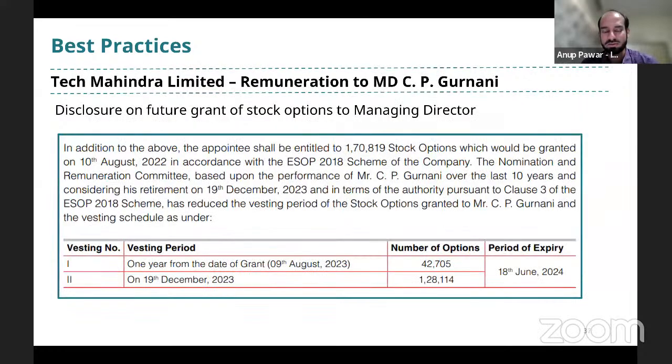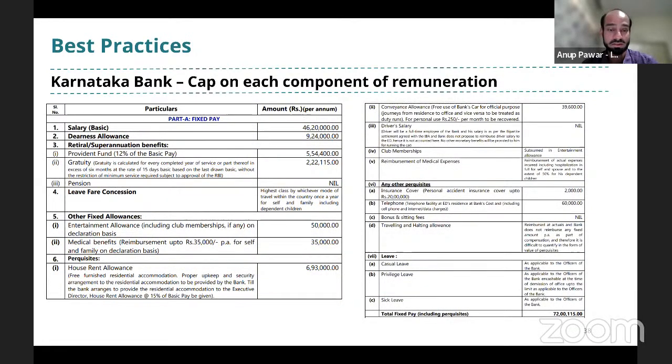Tech Mahindra, they had actually given out the number of stock options CP Gurnani will get. And this we thought was, even for us. So Karnataka Bank is a smallish kind of bank, not as large as its peers, but look at the amount of granular information, granular data that they had when it came to actually putting out the remuneration structure. So you could actually look out for each and every aspect of pay.